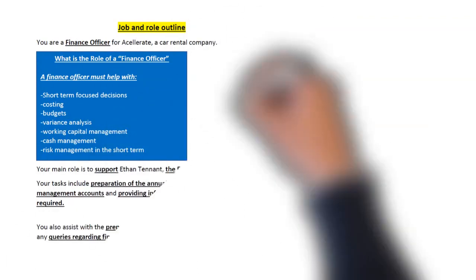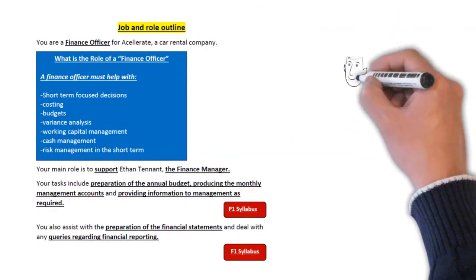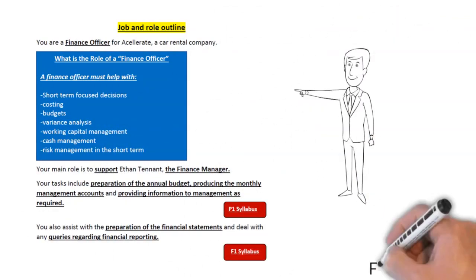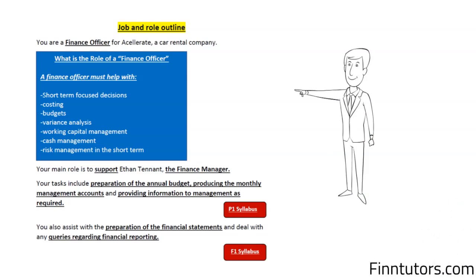The first part we speak about is the job and role outline. Before we actually get into what the company is, we need to know what my role is, right? I have explained this in the introduction of my operational case study. So if you viewed it, you'll already know what the role of a finance officer is. But if not, here it is. You are a finance officer for Acellerate, a car rental company. So the company that we are working for is a car rental company.